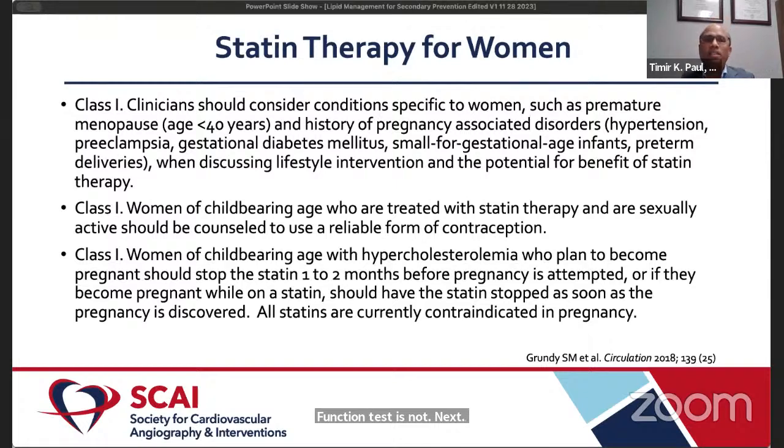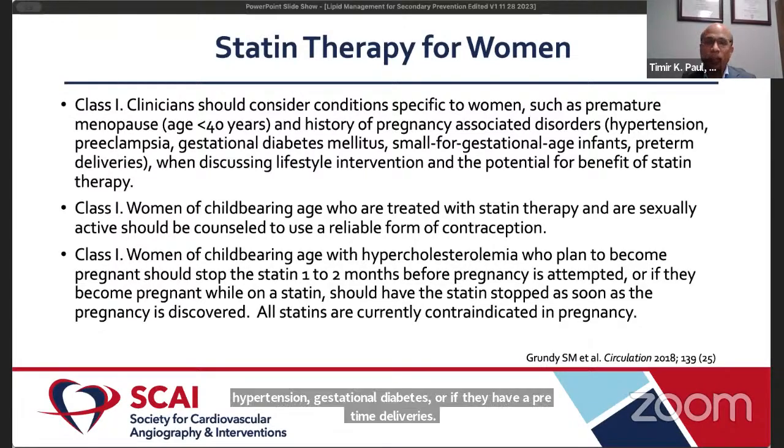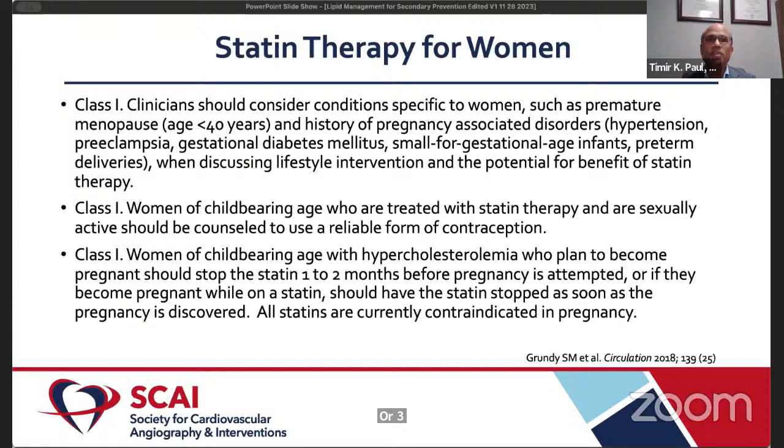Women who are of childbearing age or who have a history of premature menopause or pregnancy-associated hypertension, gestational diabetes, preterm deliveries or preeclampsia are at high risk for subsequent atherosclerotic cardiovascular disease and events. So when you discuss lifestyle intervention with those patients and family, we should always talk about the benefit of the statin and likely start the statin as indicated by guidelines.